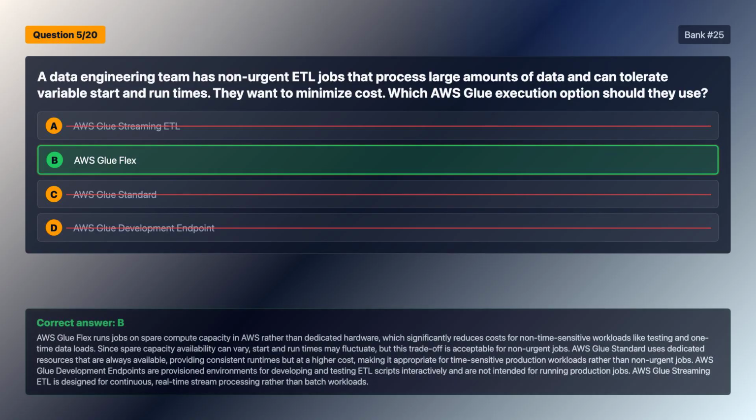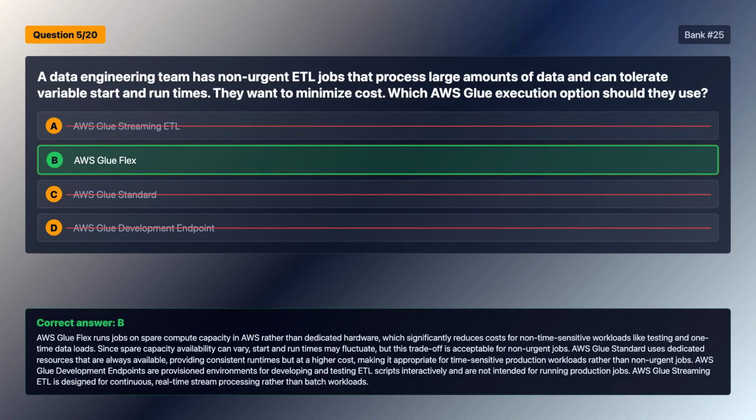The correct answer is option B. AWS Glue Flex runs jobs on spare compute capacity in AWS rather than dedicated hardware, which significantly reduces costs for non-time-sensitive workloads like testing and one-time data loads. Since spare capacity availability can vary, start and run times may fluctuate, but this trade-off is acceptable for non-urgent jobs.